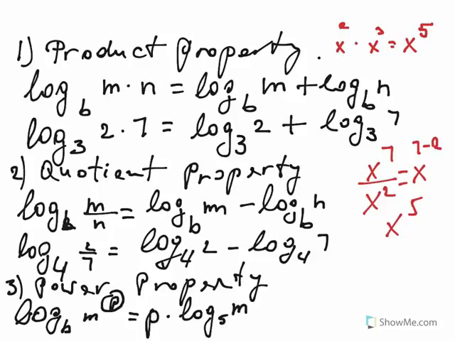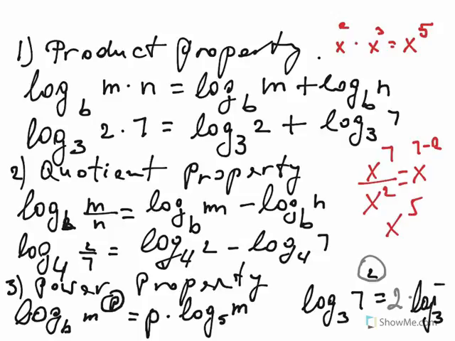Remember, this is the first step that we are going to use when we solve a logarithmic equation. P is the power and has to jump in front. Let me give you an example. Log base 3 of 7 squared. In this case, the power is the square. The square is going to jump in front of the log. So we are going to have 2, and after we are going to have log base 3 of 7.